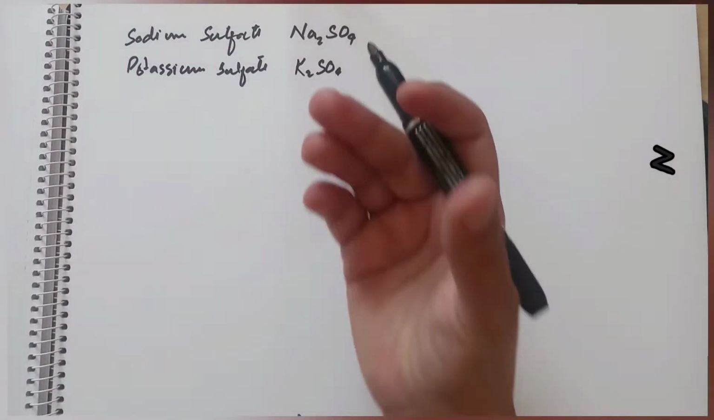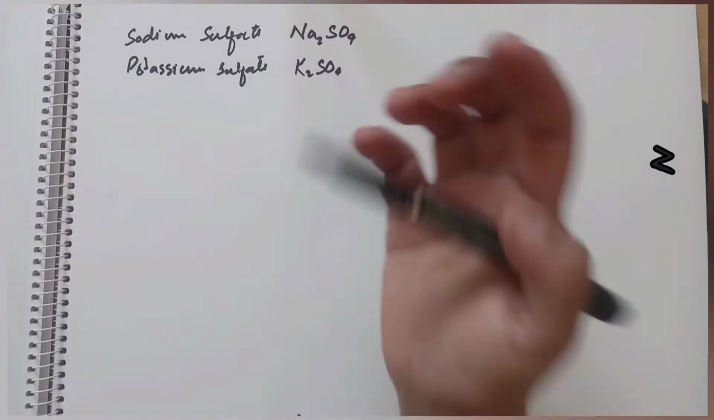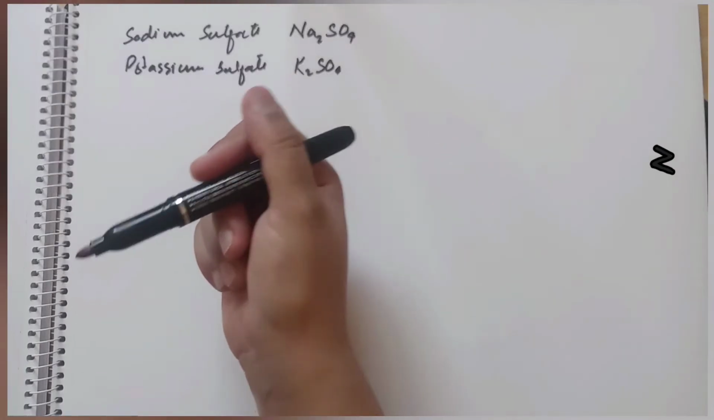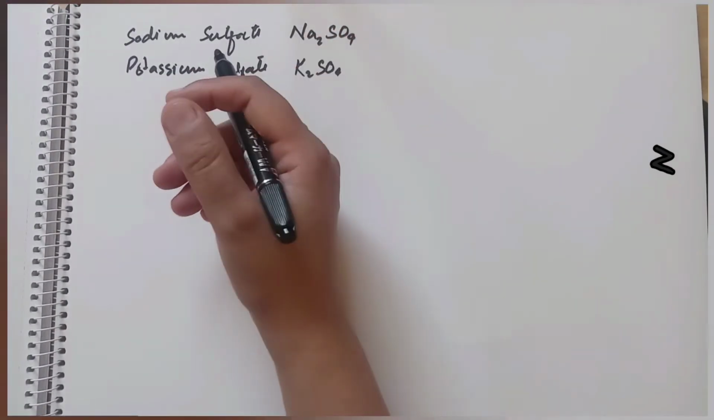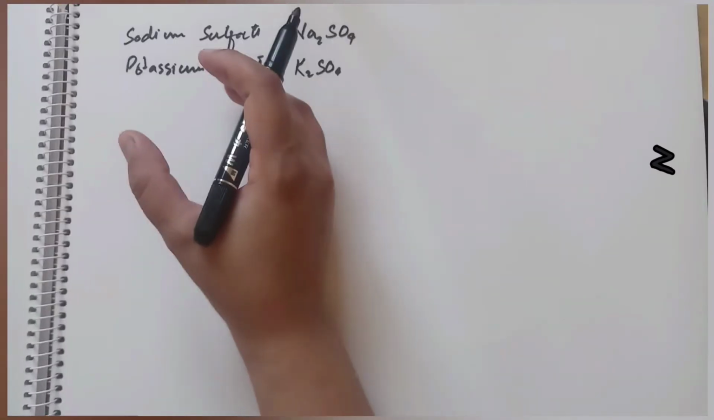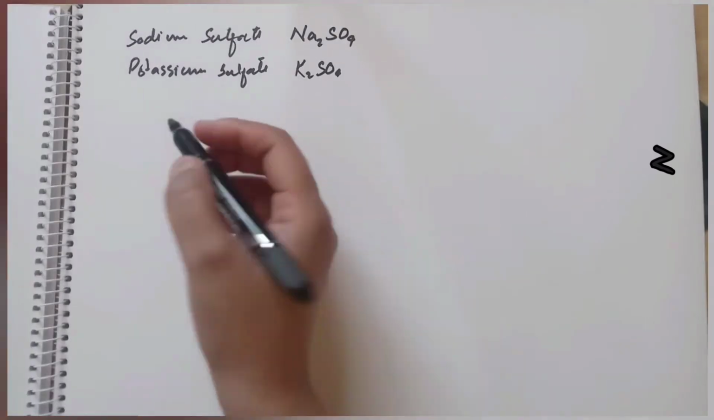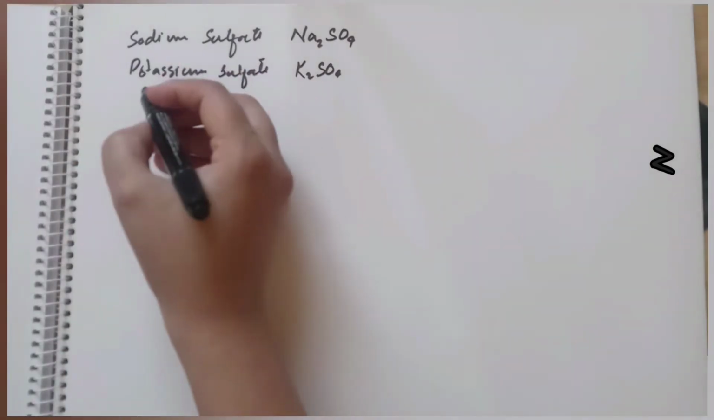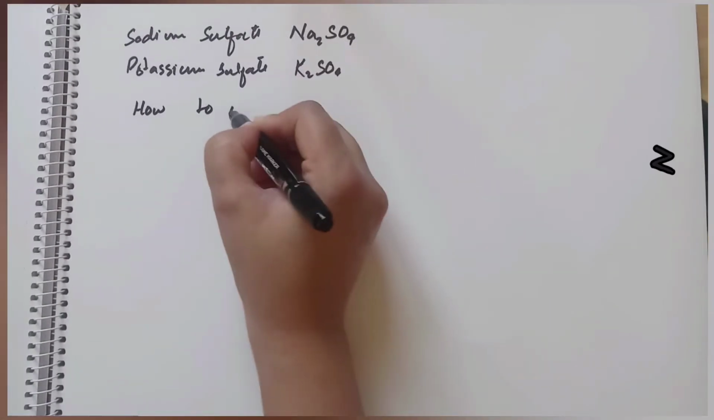So in this way, the same group elements usually have the same type of formula. This is a hint or a trick to remember the formulas for some compounds. If you know the chemical formula for one group member, you can write the formula for the other group members too. Is it clear? So the next step is how to write a chemical equation from a description.